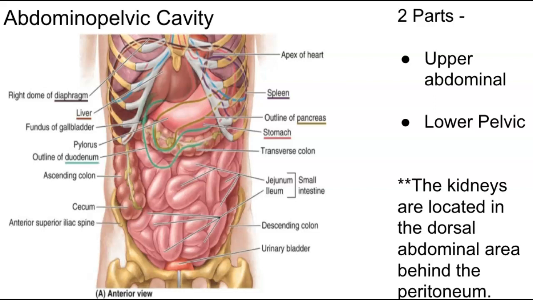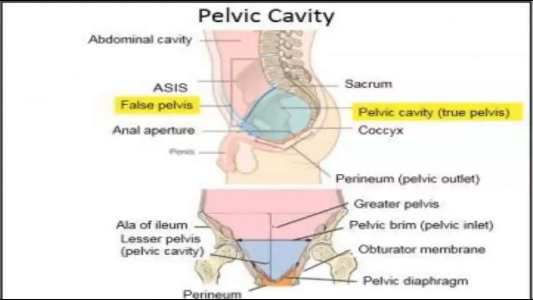So you can see in this visual here, this shows you what is contained in the abdominopelvic cavity. The pelvic cavity has the false pelvis, the sacrum, the coccyx, the perineum, the greater pelvis, all the different parts of the reproductive systems and your urinary tract.